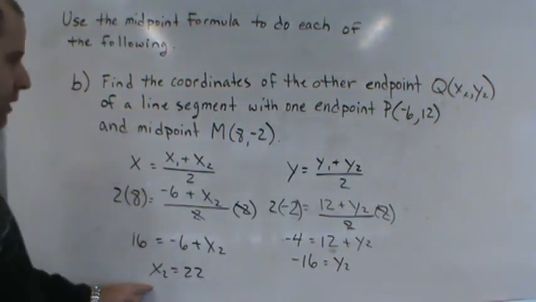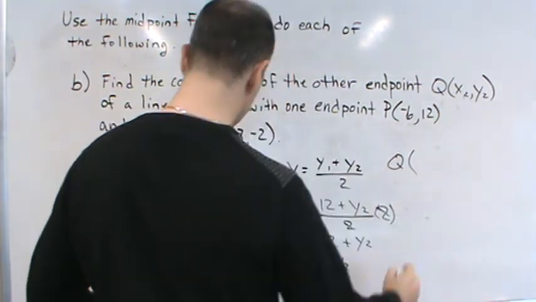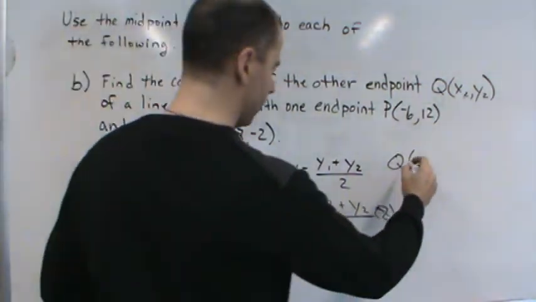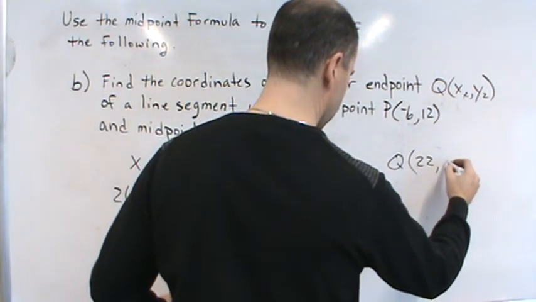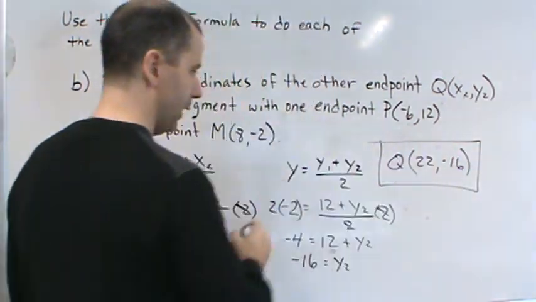And we're done, because now we just found that Q is equal to 22 comma negative 16. And that's the other endpoint.